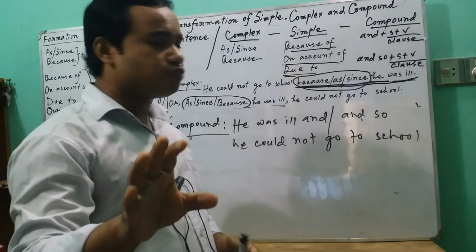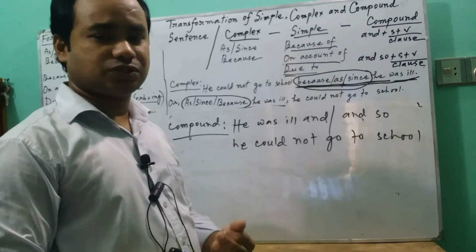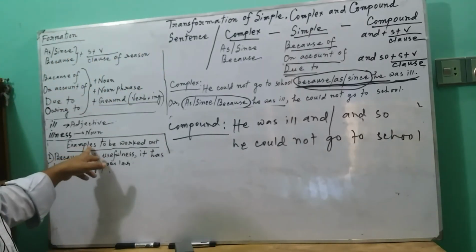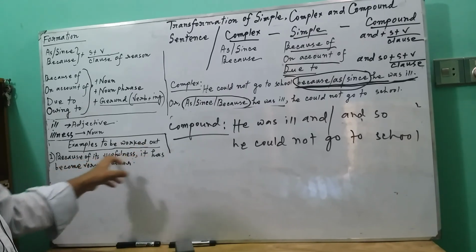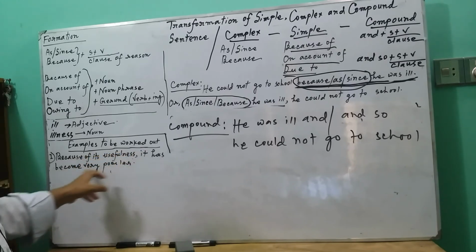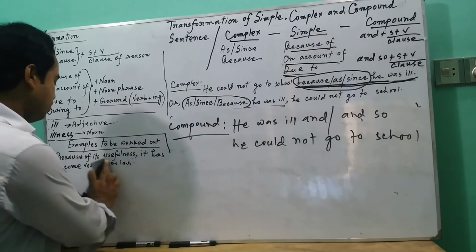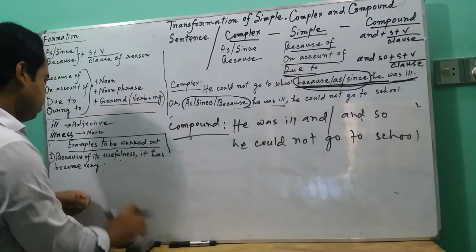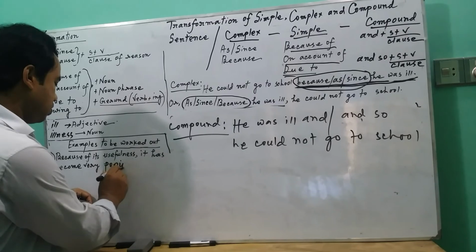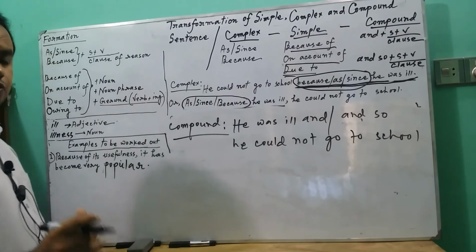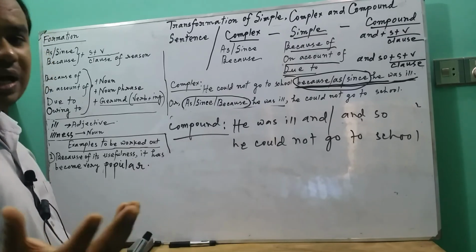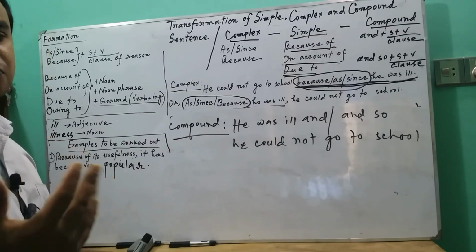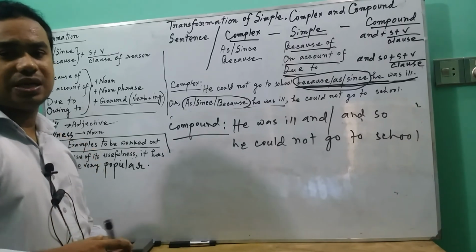Okay, let's do some practice based on the rules we have just learned. Here's an example I've written. Because of its usefulness, it has become very popular. First of all, you have to say what type of sentence it is. It is a simple sentence, because we know that a simple sentence has a subject and a finite verb.